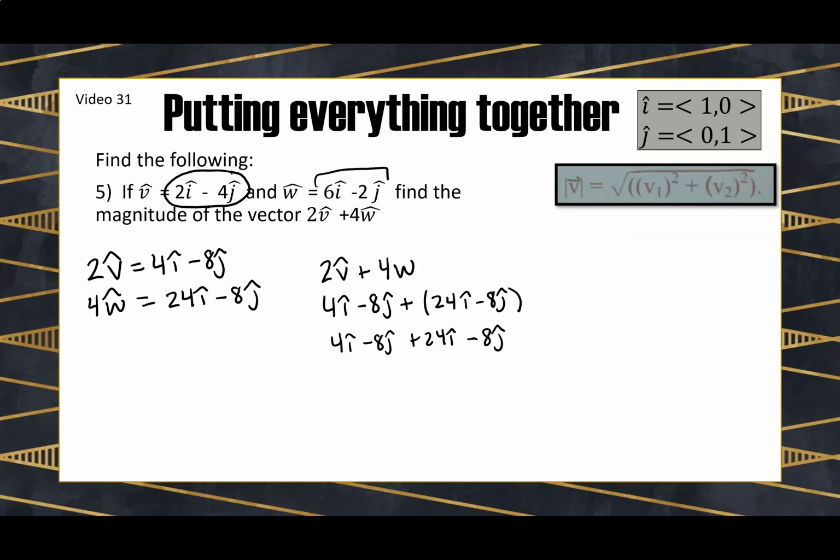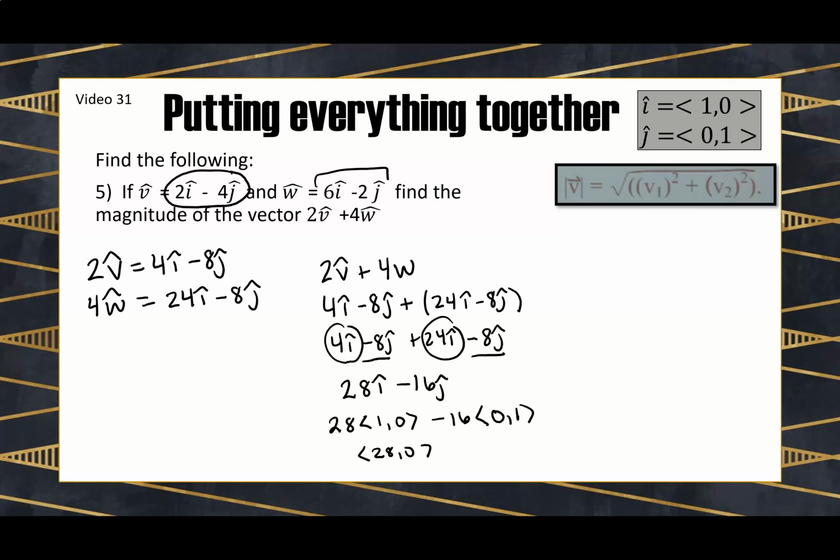So that's going to give me, well, what have I got here? I've got a 4i and a 24i, which gives me 28i. And then a minus 8j and a minus 8j gives me a minus 16j. So this 28 is going to be times 1, 0. And this minus 16 is going to be times 0, 1. And so this is going to be the vector 28, 0.